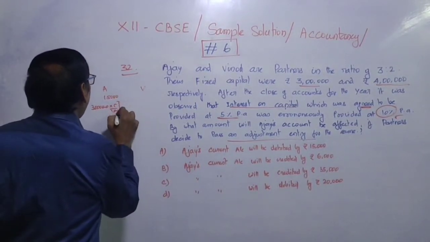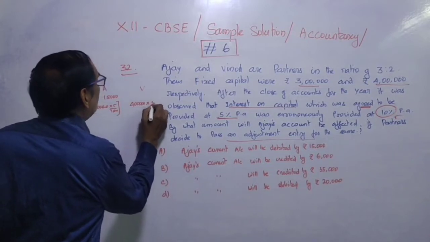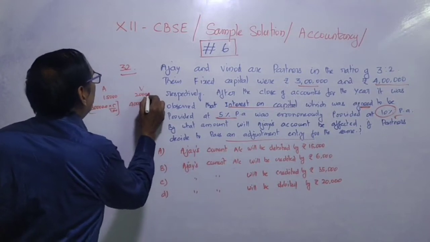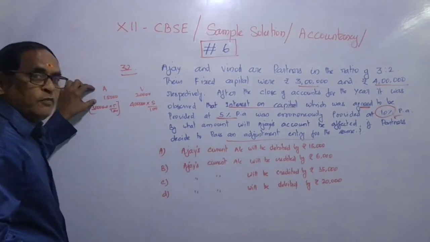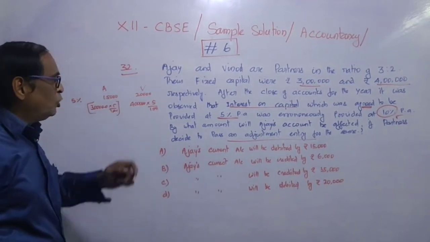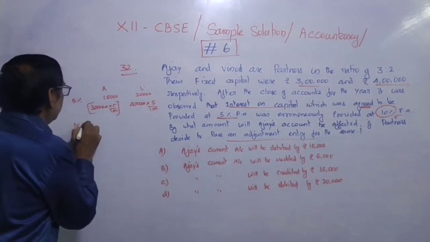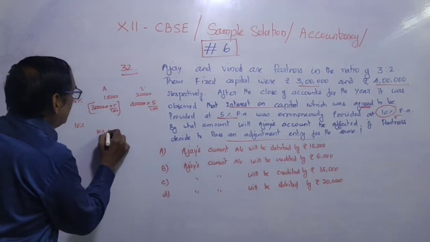Likewise on 4 lakh, how much do we have to pay? 4 lakh into 5 by 100, that is 20,000 we have to pay. Actually, this is the original interest he is eligible for. Both are eligible for 15,000 and 20,000. But by mistake we have given 10%.